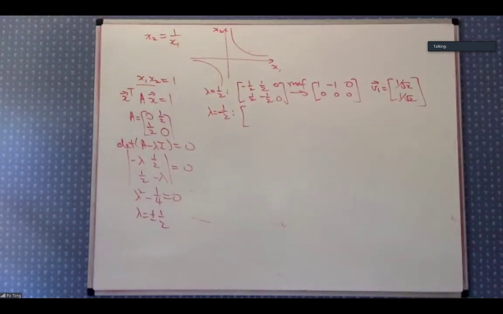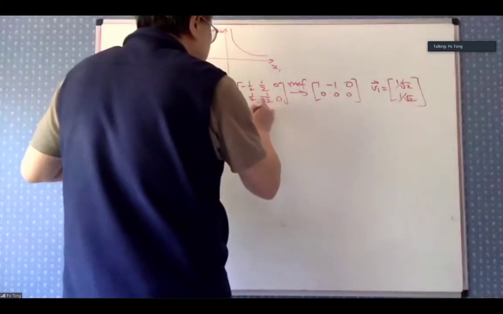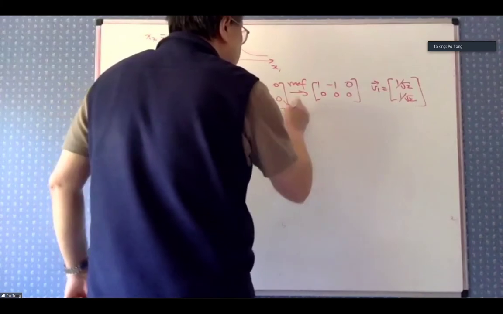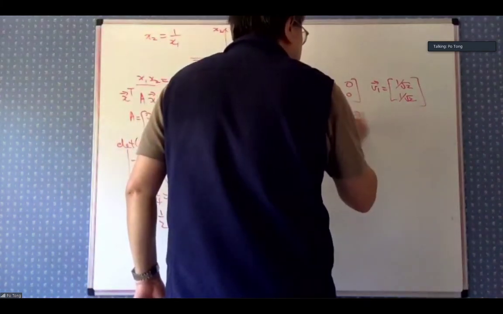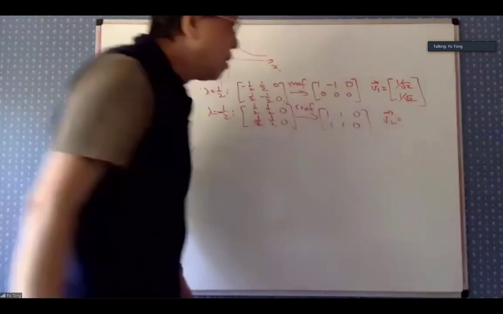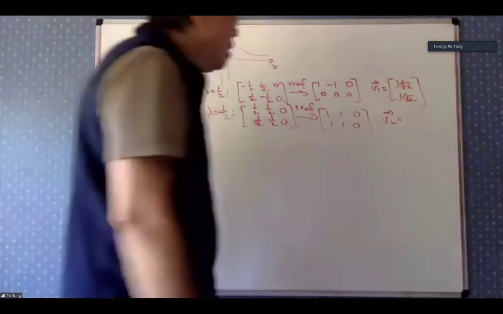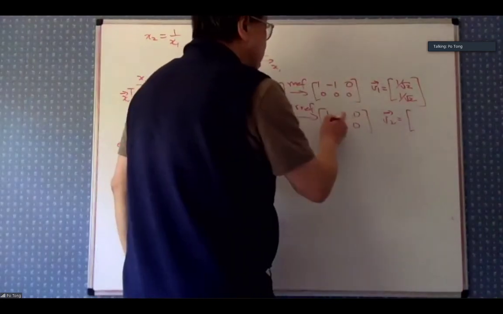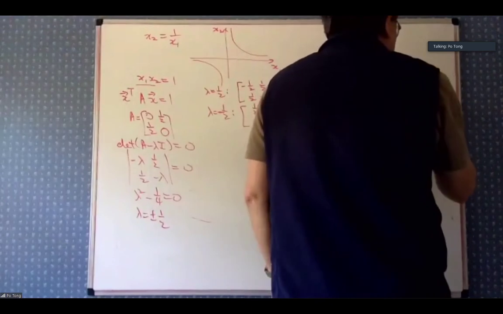-1/2. Subtract by -1/2: 1/2, 1/2, 0. We have 1, 1, 0, 1, 1, 0. V2 will be x2 equal to x2. Oh, sorry, this is 0. x2 equal to x2, x1 equal to -x2, will be -1, 1.